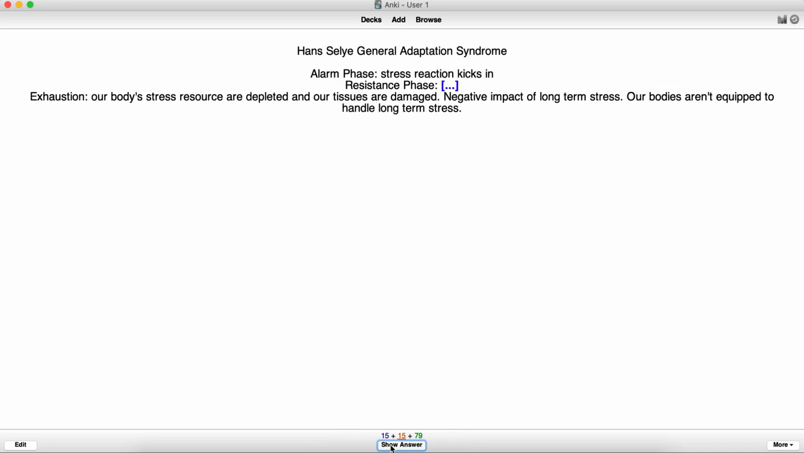Resistance phase. This is huddling, fleeing, temperature elevation, and high levels of cortisol. Again, that is high temperature elevation, high levels of cortisol, huddling, and fleeing for resistance phase.